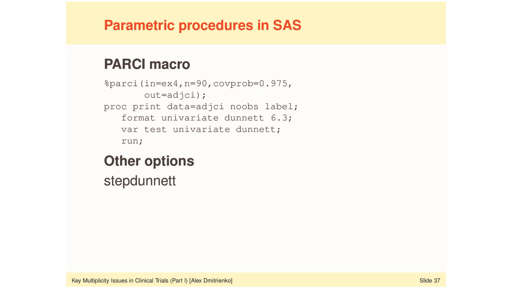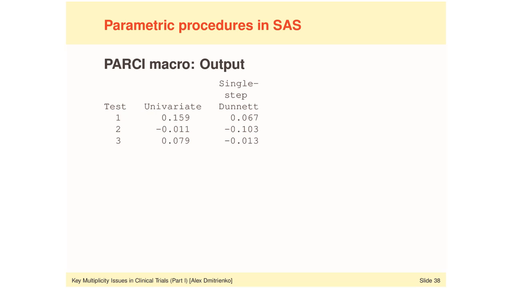But in addition, I would like to point out that we could have printed the one-sided simultaneous confidence intervals based on the step-down Dunnett procedure simply by focusing on a different variable name. This variable name is shown at the bottom of the slide. This is the output of the PAR-CI macro. As before, it lists the one-sided lower confidence limits based on the univariate analysis before any multiplicity adjustment, and you also see the lower confidence limits for the single-step Dunnett procedure.